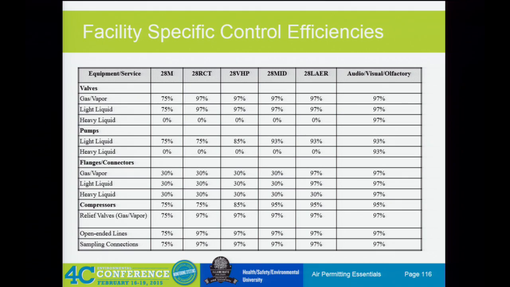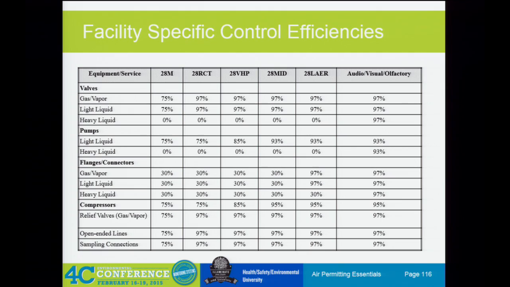Within the other individual states, I haven't yet found any published control efficiencies, but what we've found is that the 28 VHP program is very similar to an HON type monitoring program at most chemical facilities. 97% control is usually associated with quarterly monitoring. 30% control is usually associated with annual monitoring. So you can use these control efficiencies, but you'll have to justify it to your state agencies.